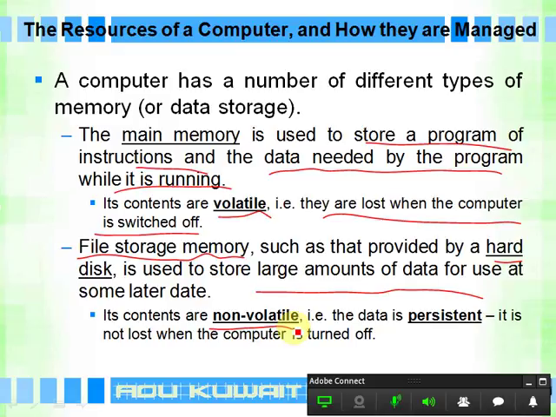Whereas volatile refers to what is in the main memory. So when you power off, when you switch off the computer, the data which is in the main memory will be lost.